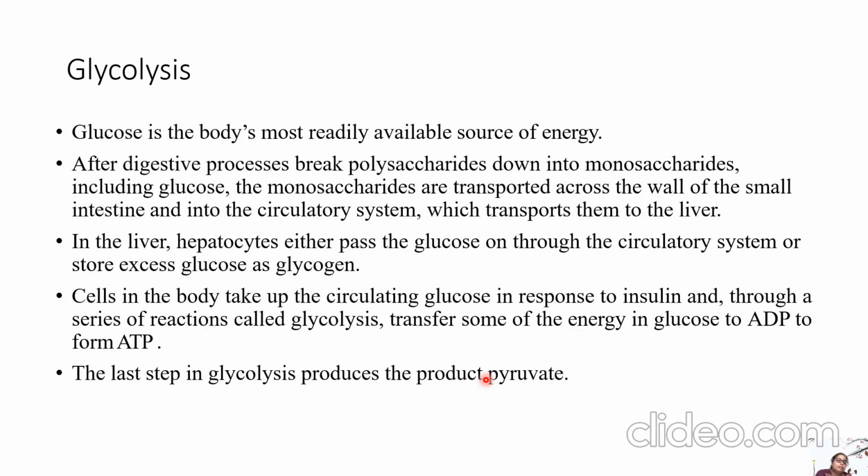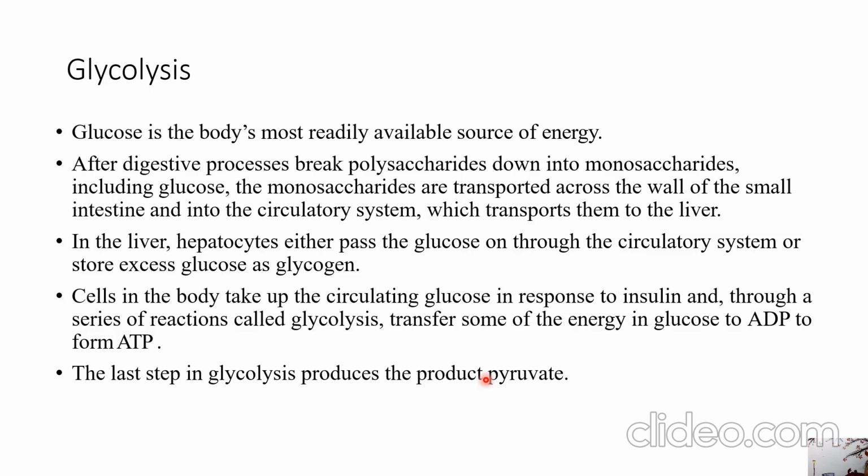Now, if we talk about glycolysis, it's the body's most readily available source of energy, glucose. And after the digestive process, it breaks polysaccharides down into monosaccharides, right? Including glucose. So the monosaccharides are transported across the wall of the small intestine and the circulatory system, which ultimately transports them to the liver.